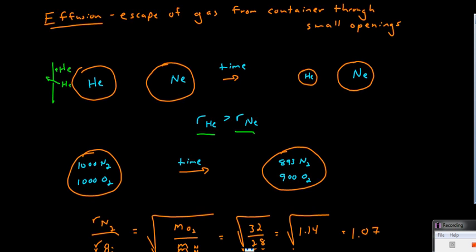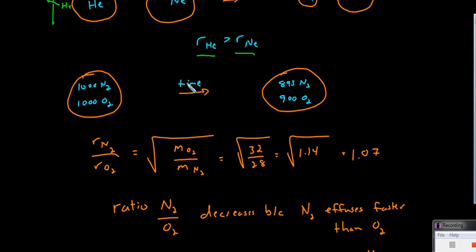In another example, let's say that we had a balloon filled with both nitrogen and oxygen. 1,000 nitrogens and 1,000 oxygens in the same balloon. Give it a little bit of time. What will happen to the ratio of nitrogen to oxygen within that balloon? Well, because nitrogen has a lower mass, 28 grams per mole, whereas oxygen has a mass of 32 grams per mole, nitrogen will be traveling and effusing faster out of the balloon.